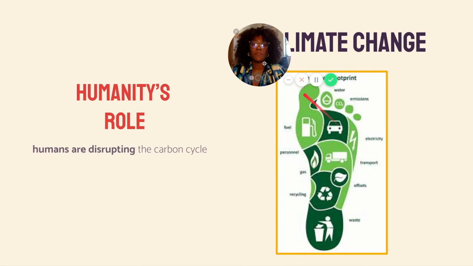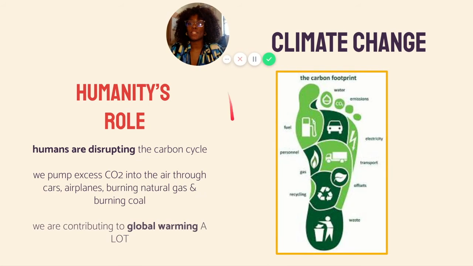Ecosystem stability. So climate change. Humans are actually disrupting the carbon cycle because we pump excess CO2 into the air through cars, airplanes, natural gas, and burning coal. We are contributing to global warming a lot. This is our carbon footprint. All of these different things are affecting the carbon cycle.